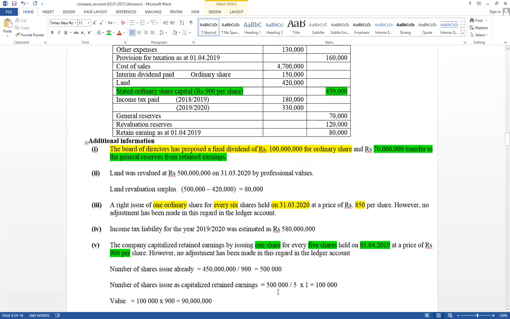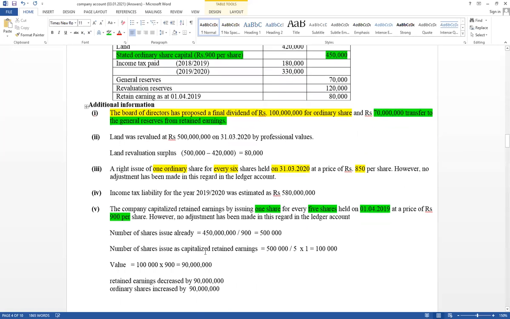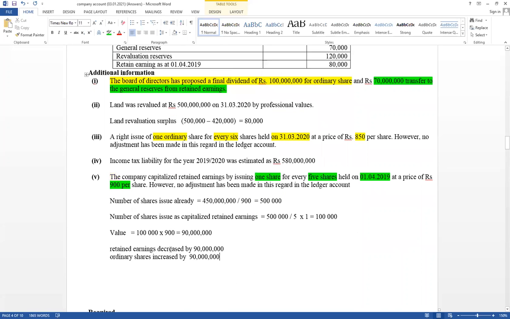Then think about reserves capitalization, number of shares. Think about value. Think about net impact. Retained earnings decrease and ordinary shares increase by 90,000. Therefore, this is the value that should be recorded in the statement of changes in equity. Sometimes it has given general reserves capitalization. If it has given general reserves capitalization, general reserves decrease by 90,000. But in this example, it has given retained earnings capitalization of 90,000.